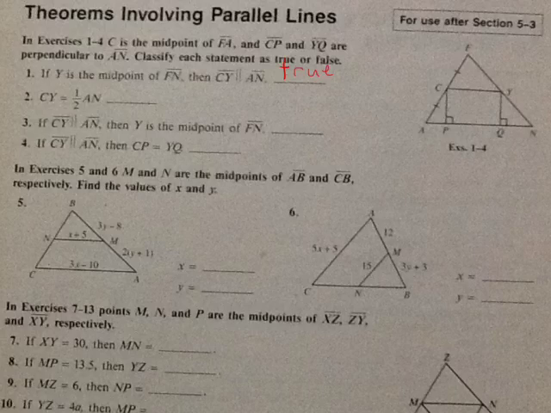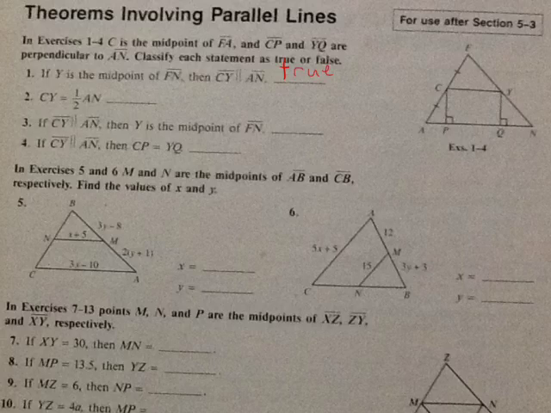Question number 2 is saying that CY is equal to 1/2 AN, and we are told to see if this is a true or a false statement. So CY is this segment right here, and AN is this segment right here, and we are told to prove that CY is equal to 1/2 AN.